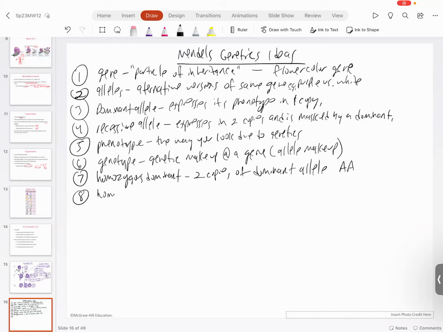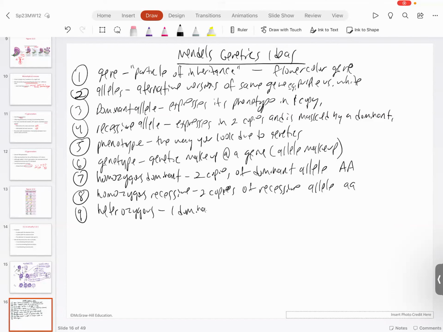Then you have another, homozygous recessive, where here you have 2 copies of the recessive allele, which is little a. And the last one is what's called a heterozygote or heterozygous. This is where you have 1 dominant allele and 1 recessive allele, or big A, little a. So these are your 3 genotypes.